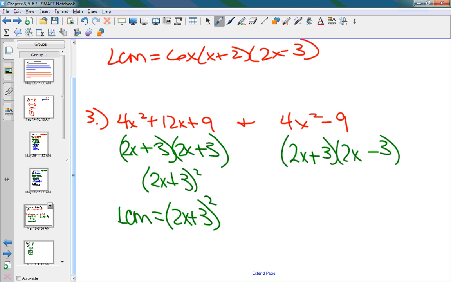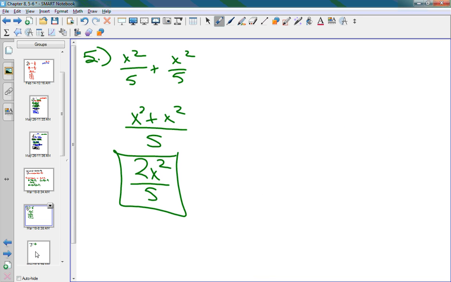And why? Because for 2x plus 3, there's already 1 over here, so a multiple of that would be doing another one. Okay? So I have to have 2 of the 2x plus 3's there. Now, do they both have a 2x minus 3? No. So what do I have to do? Add it. It has to be tacked on there. That is my least common multiple. Do we understand that, yes or no? Yes. Okay, moving right along.